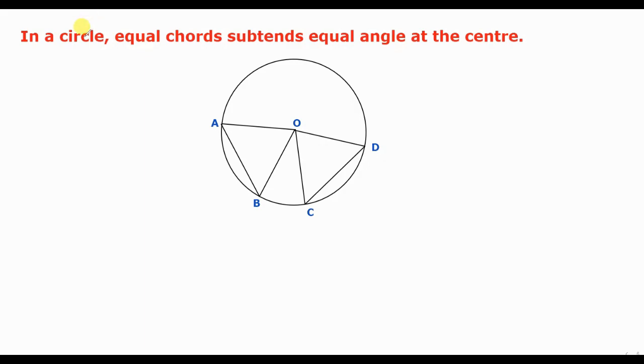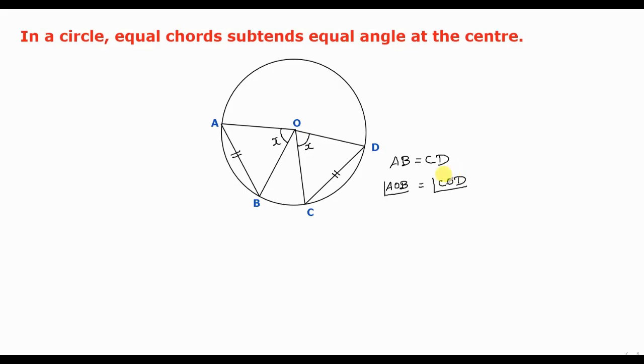Another important property of chords. In a circle, equal chords subtend equal angles at the center. So listen carefully. Equal chords means if the chord length AB is equal to CD, then the angle at the center will also be equal. So here, if this is X, then this angle will also be X. That is, angle AOB will be equal to angle COD.